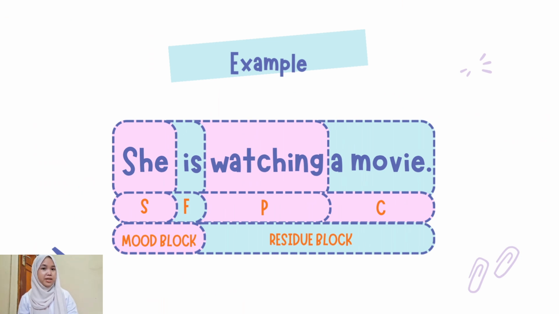The word "watching" functions as the predicator and "a movie" functions as the complement. There is no adjunct in this sentence, but the sentence is still complete and grammatically correct. Therefore, the residue in the sentence is "watching a movie." From this example, we can see how the mood and residue work together to form meaning in interaction.